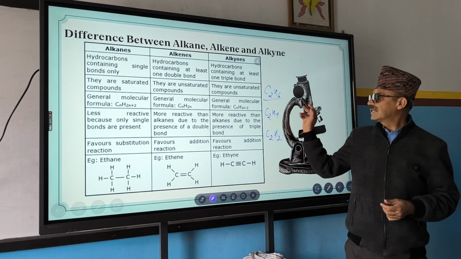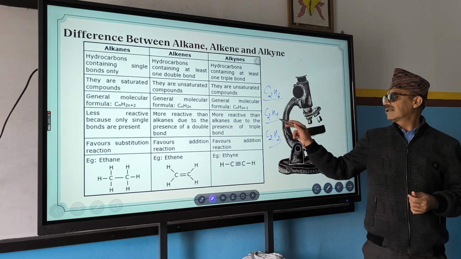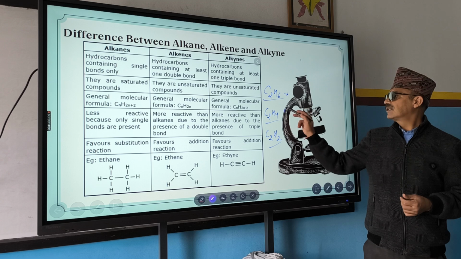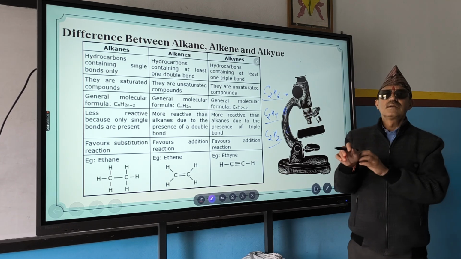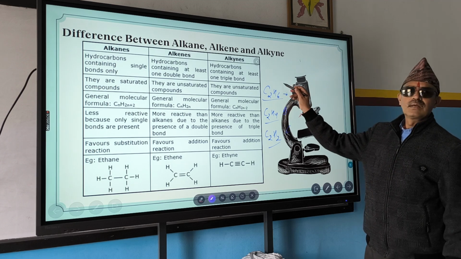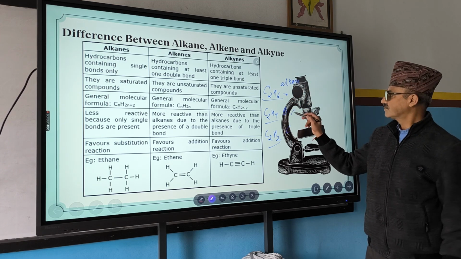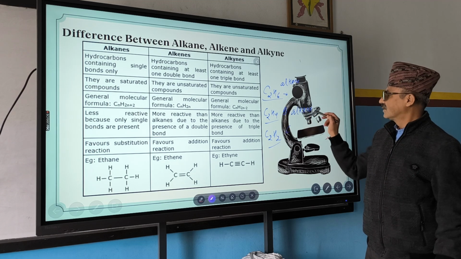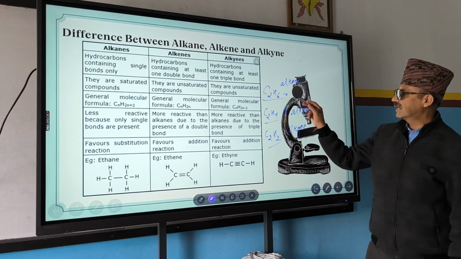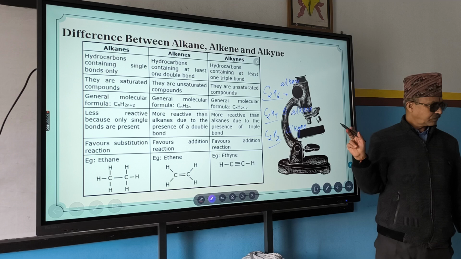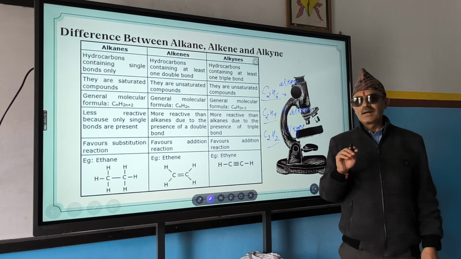Nirajan, is this an alkane, alkene or alkyne? What is A, what is B, what is C? What do you think? The first one is alkane. Second one? Alkene. Third one? Alkyne. So he said first alkane, second alkene, third alkyne. Is it right? Yes, sir. Okay. Now, Sapan, your turn.